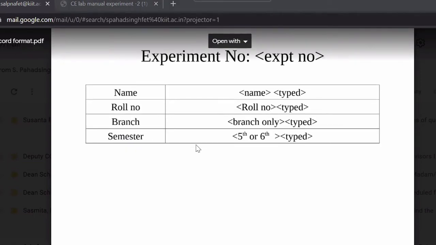Just a minute, the battery. Let me connect the power.